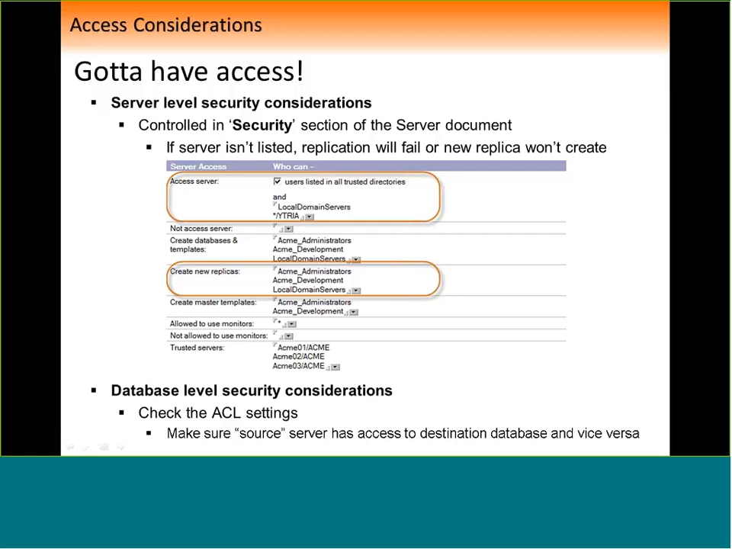The next thing is looking at who can create replicas. Obviously, if you're using the administration process to create a replica, you want to make sure that local domain servers, again, is listed in this particular parameter, and then obviously any of your administrators and developers that would be needing to create replicas. So that's at the server level, but once you get to the server, you also have to make sure that the servers have the appropriate access to the databases that they're going to be replicating. So make sure that you look at your access control list settings for the databases that you're going to be replicating.